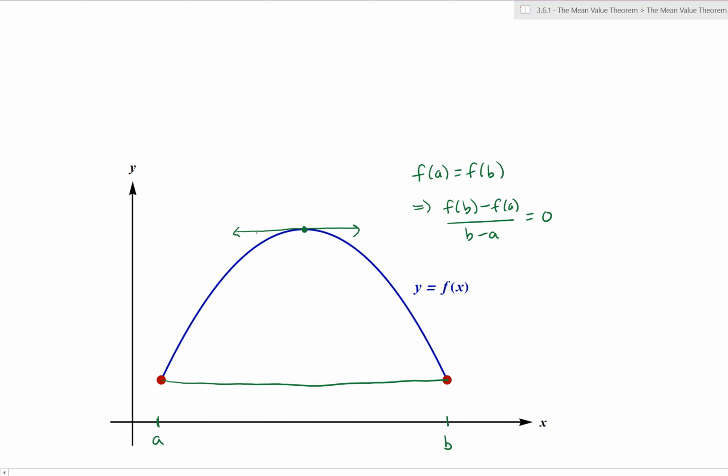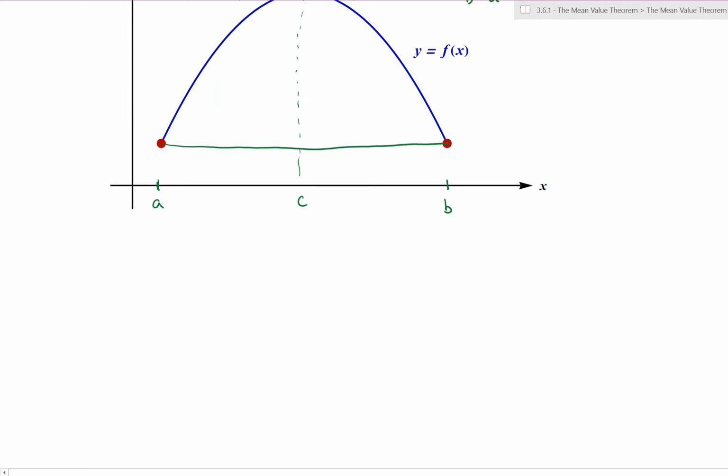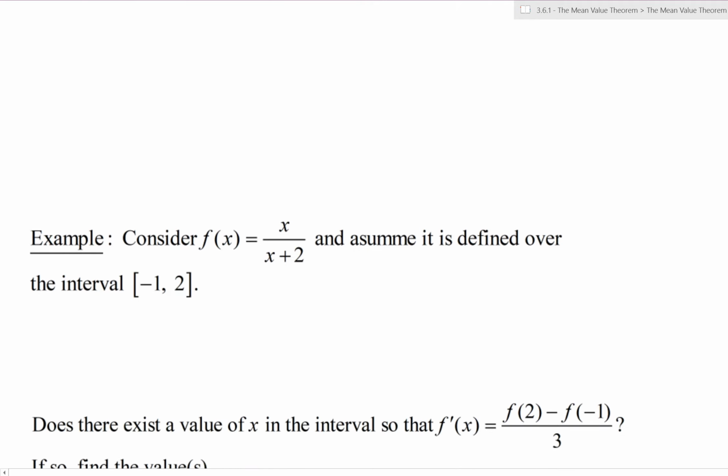We'll just assume it's quadratic. Right up there, right? There is our c location within the interval, and at that location, f prime of c is equal to 0. So it's just a special case, but we often like to talk about it because it does give us potential local extrema. So that's what the theorem is telling us. Let's look at an example of this.